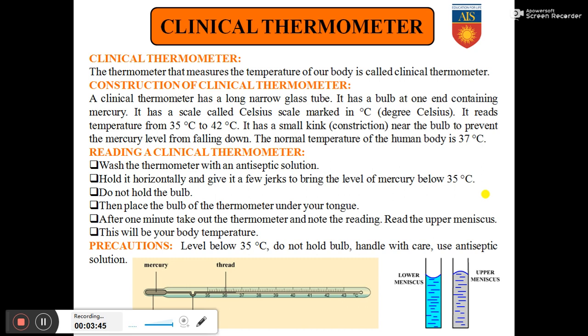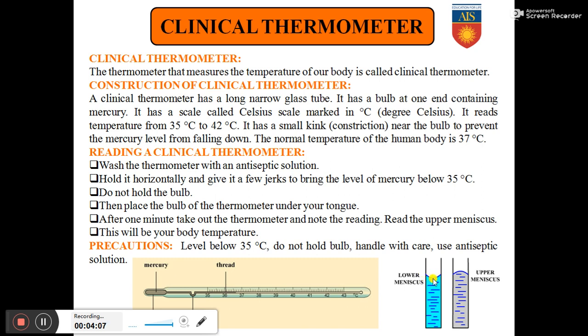After 1 minute, take out the thermometer and note the reading. Read the upper meniscus. Now what is the upper meniscus? We will learn over here. See, I have given a picture. This lower meniscus is basically, if you have taken a bottle of water, you will see that the level of water forms a crescent shaped structure. The topmost level forms a crescent shaped structure.